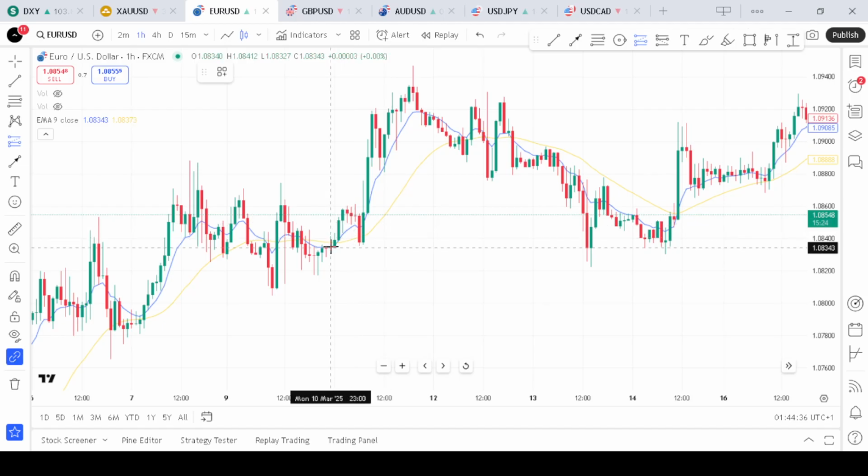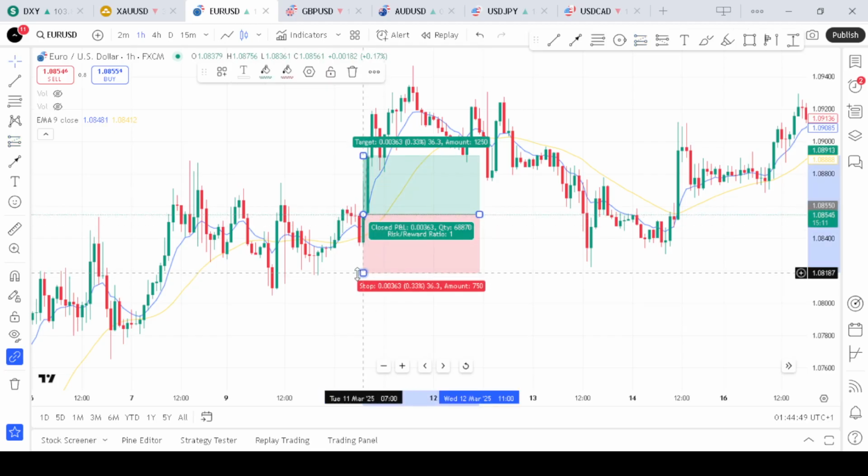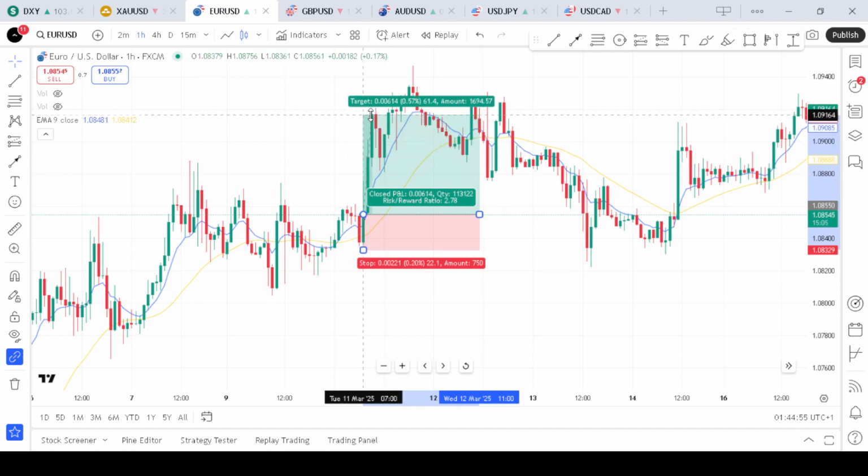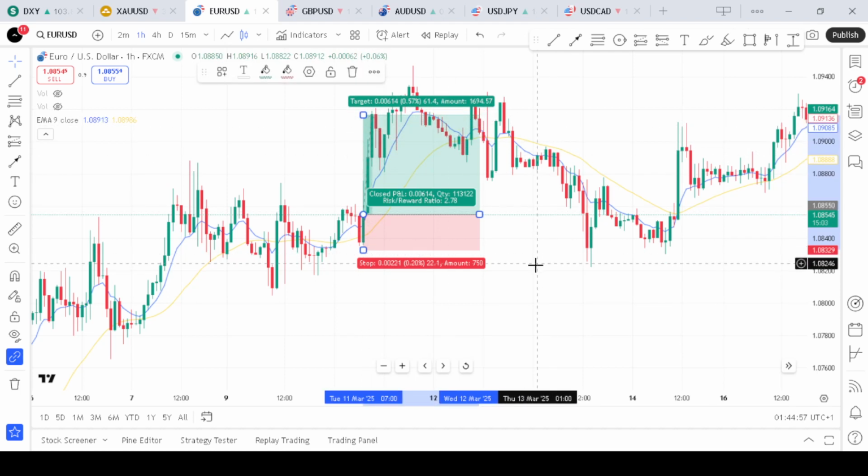After the 9 EMA crosses over the 21 EMA, you have to see price come back to retest the 21 EMA, which is this yellow line, and you enter once price has left the 21 EMA in the bullish direction. You enter that trade at the candle close, put your stop loss just below the swing low, and you aim for your 1:2 or 1:3 as the case may be.